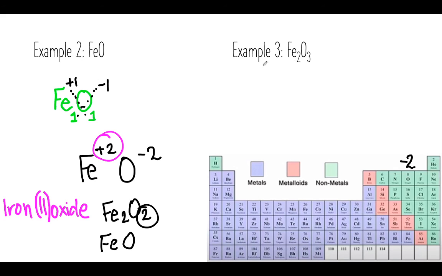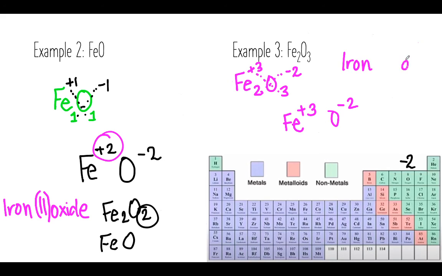So let's see here. We've got Fe2O3, and we can try and reverse our crisscross. According to this, iron has a charge of +3. And if I reverse this, it tells me that oxygen has a charge of -2. And that's right, oxygen does always have a charge of -2. So this charge is also right. So iron oxide, and the charge, according to this, is +3.